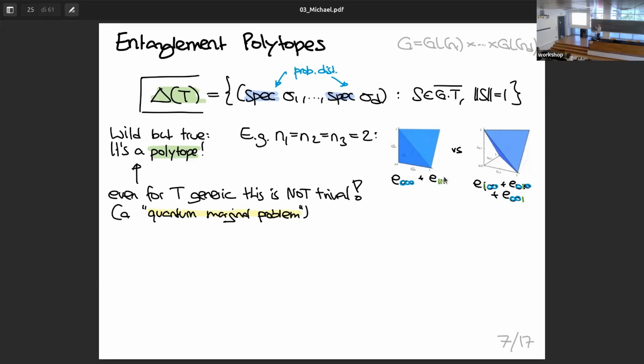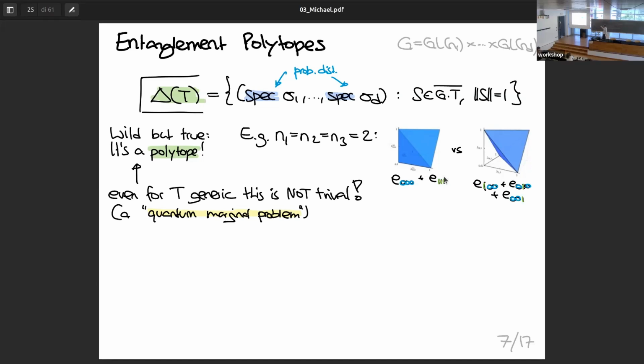Okay, I should explain the coordinates, but maybe I don't. Okay, so there's two eigenvalues for each marginal in that case because the dimension is 2, but they sum to 1, so I plot the largest one. So it's the largest eigenvalue of sigma 1, sigma 2, sigma 3. That's a 3-dimensional space. So the origin is 1/2. Okay, it's not 0. Now, I want to emphasize that even for generic T, it's non-trivial to determine these objects.